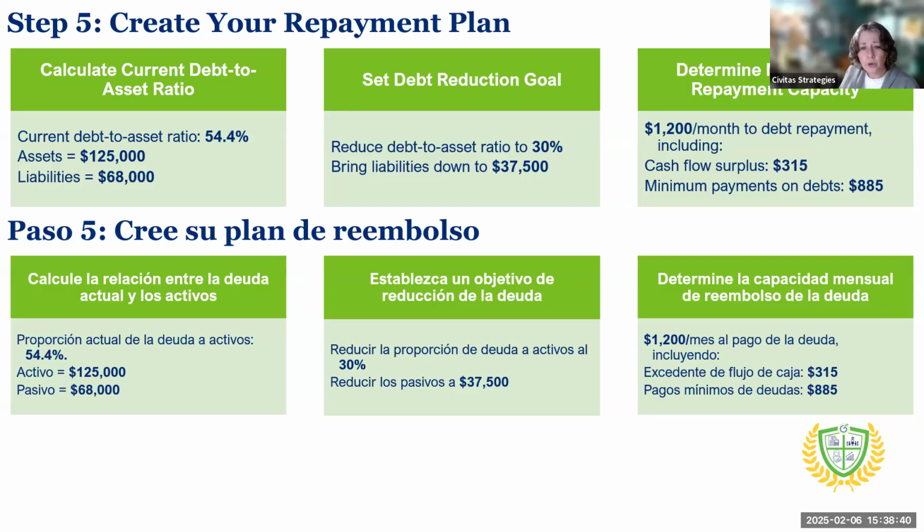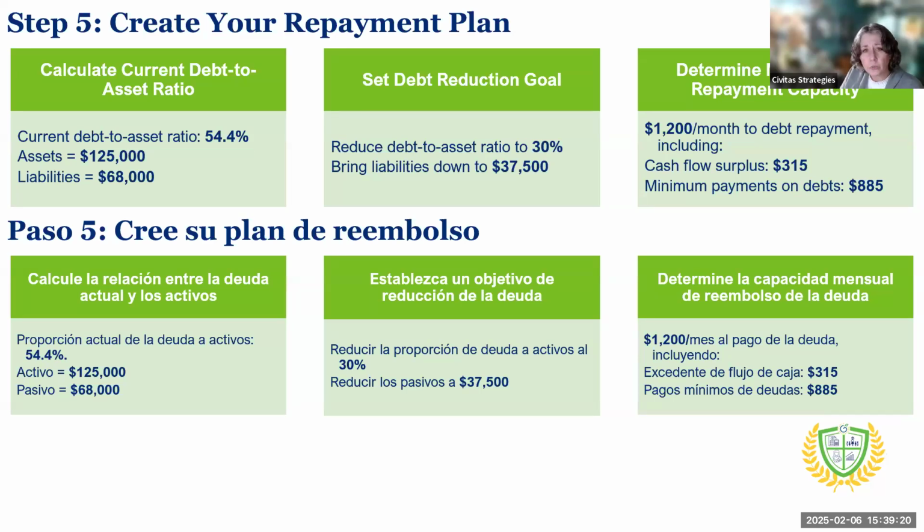All right, so then she's going to look at that cash flow surplus. How much can she pay a month? In this instance, when she looked at everything, she could pay $1,200 a month towards debt. That is basically her cash flow surplus. Her surplus happened to be $315. She was already making payments, paying $885, and she found a surplus of $315 a month. Now she's able to pay $1,200 a month.